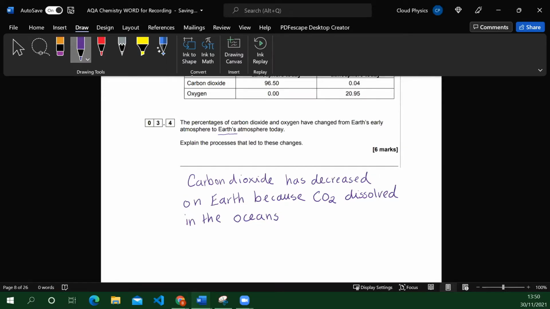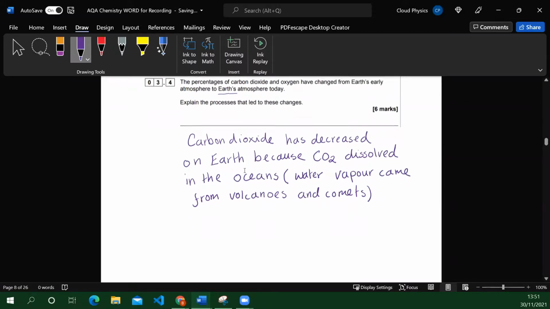There's another paper that asks about that, carbon dioxide dissolving in water. It dissolves quite easily in water. Okay, dissolved in the oceans. So the water vapor that made the oceans came from volcanoes. So that's a little bonus bit here. So water vapor came from volcanoes and some comets as well. They brought some water to Earth. So you asked about where the water comes from. Okay. So what happened next?